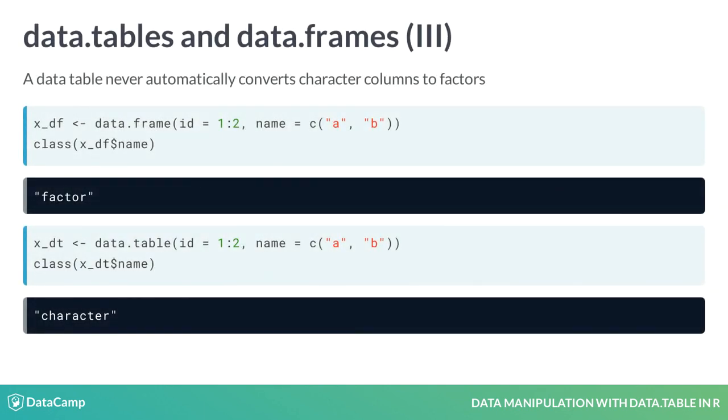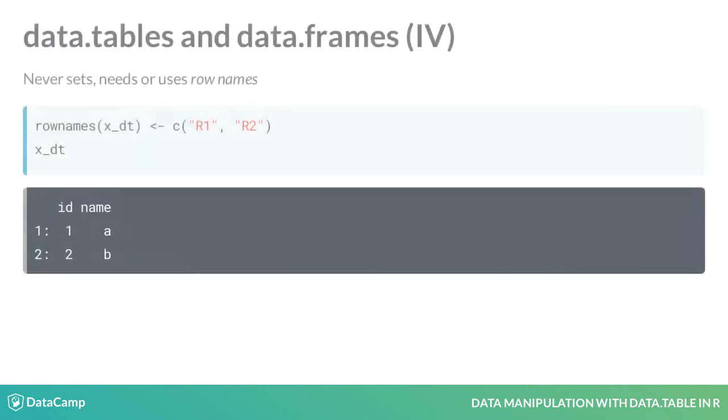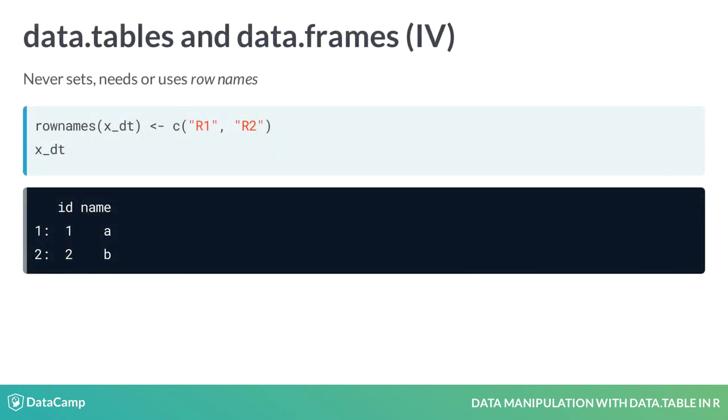However, there are a few enhancements. Unlike a data frame, a data table doesn't automatically convert characters to factors, thus preventing bugs by avoiding unexpected behavior. Also, a data table never sets or uses the row names. Finally, a minor but useful feature is that when you print a data table, a colon is added after the row number to visually separate it from the first column.